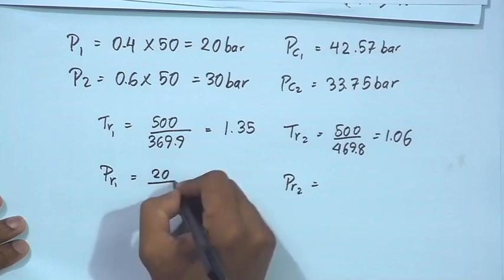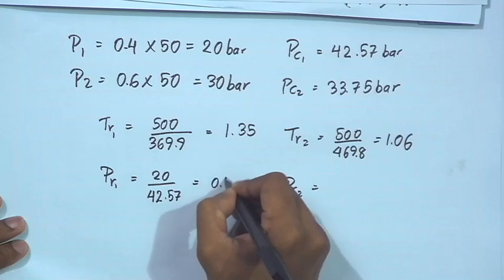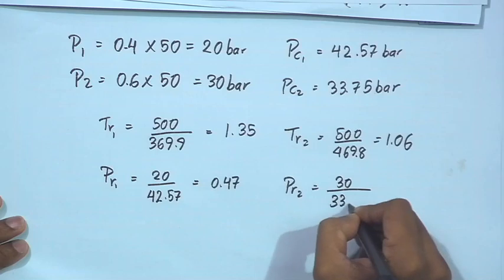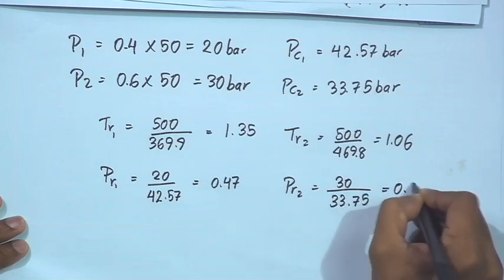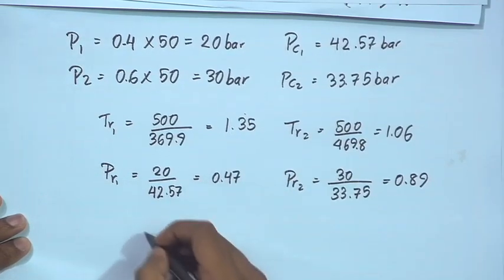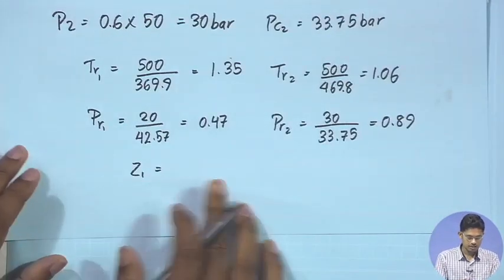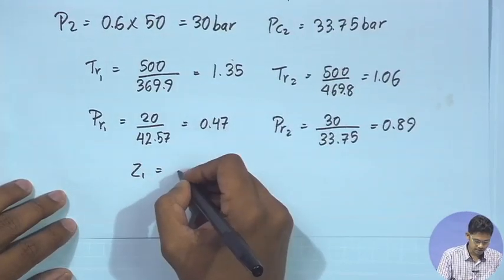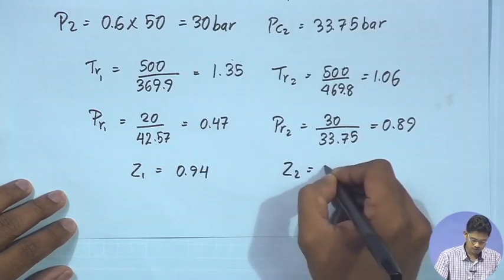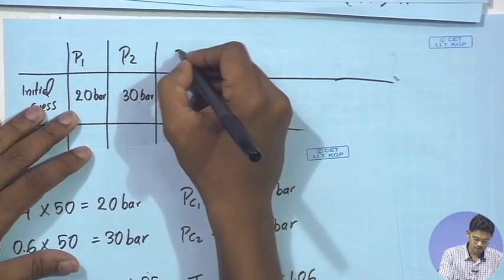PR1 value we got as 20 by 42.57. Now from these values we can calculate Z1 and Z2 using the chart that we have used earlier, so I am not going into it. I am simply writing down the values. Z1 here we got as 0.94, Z2 we got as 0.68. So I am writing down the values here.